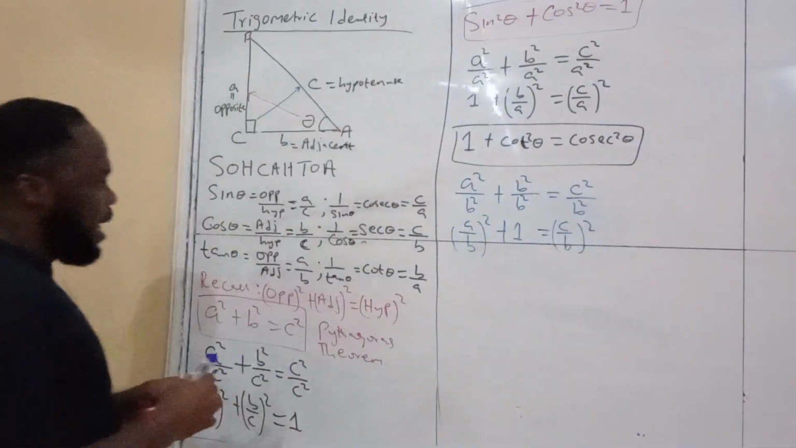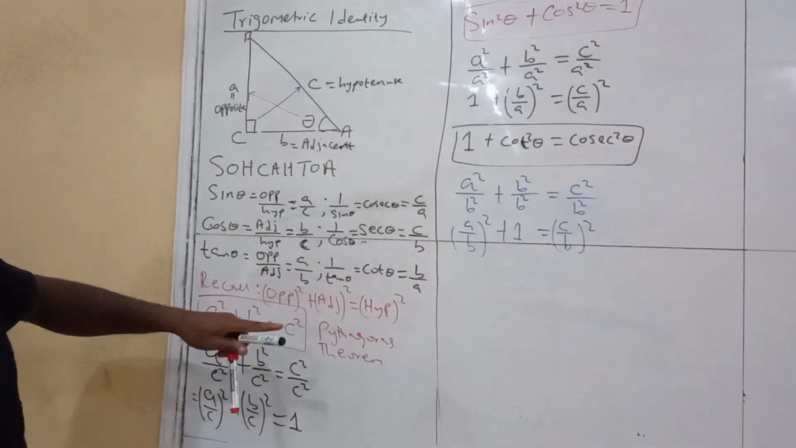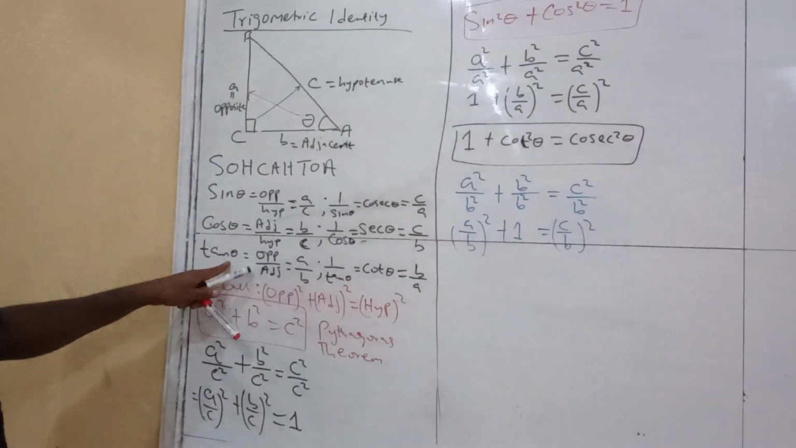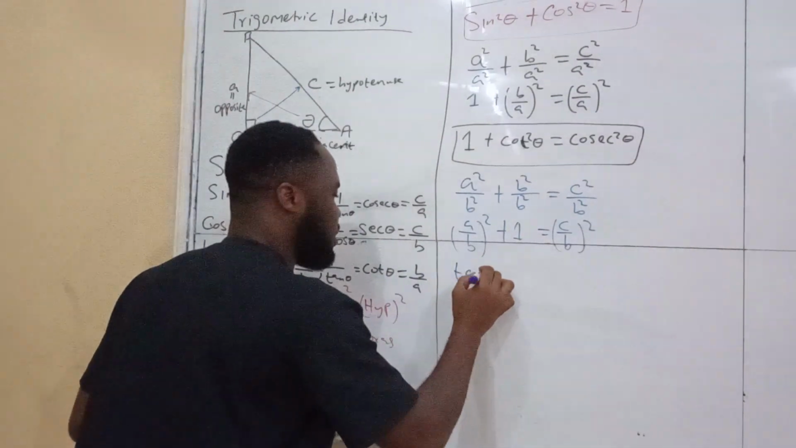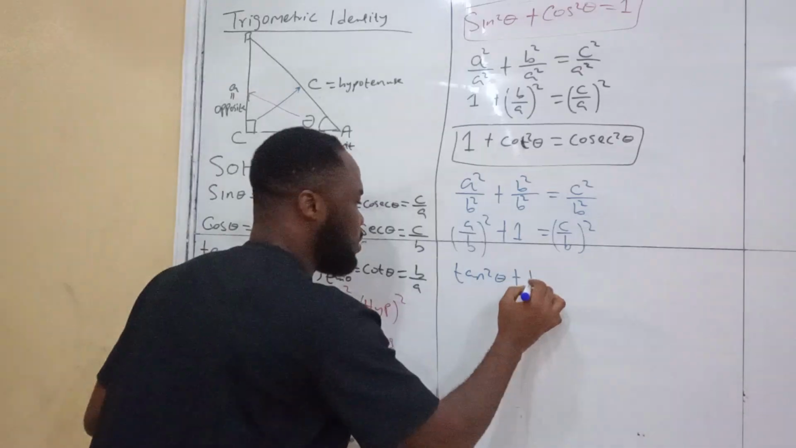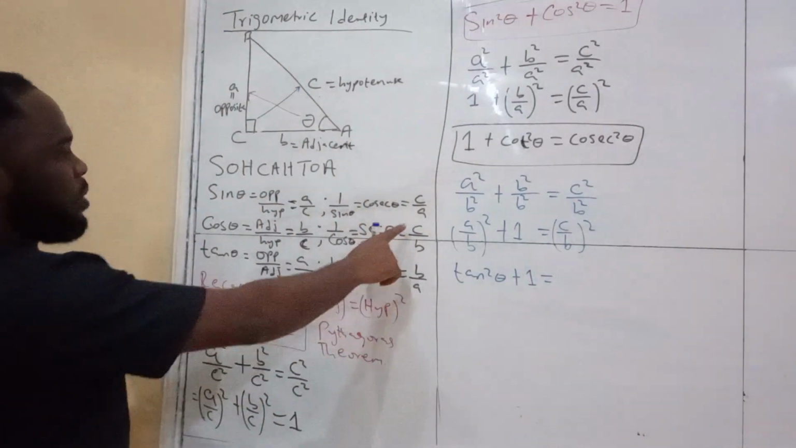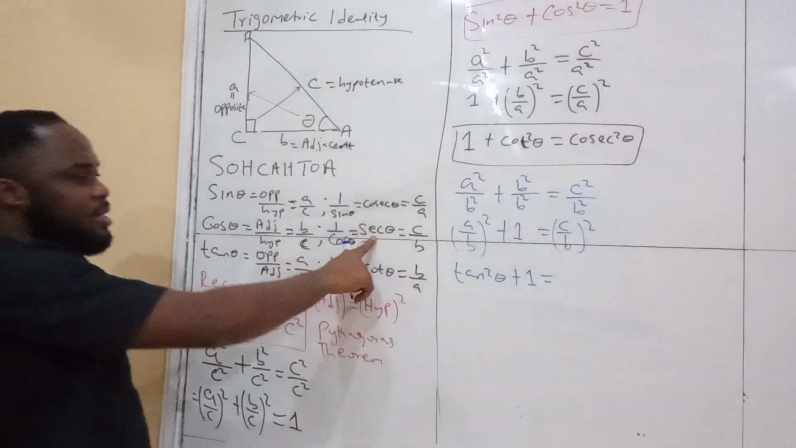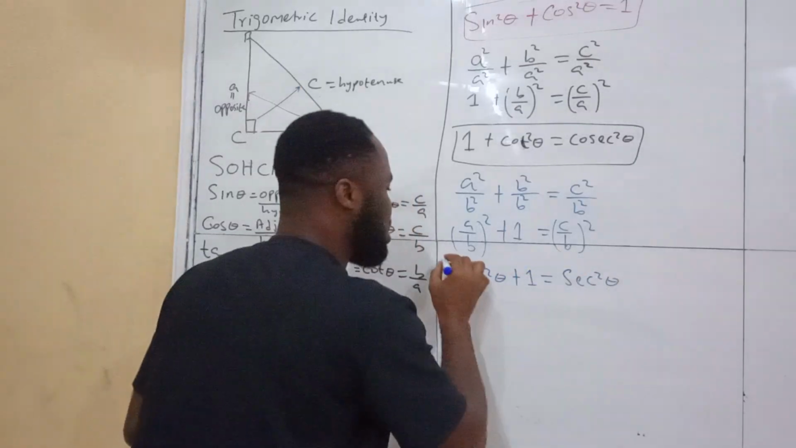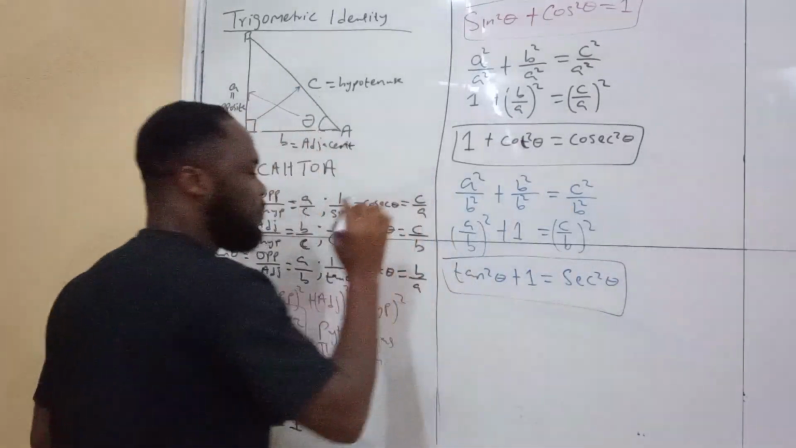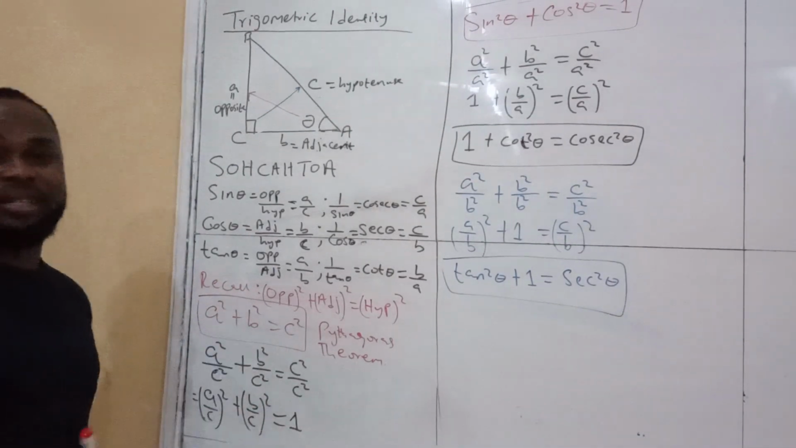Now looking at what we have again, what is A over B? A over B is our tan theta. So we're going to replace it by tan square theta plus 1 is equal to, what is C all over B? Our C all over B is secant theta. So we're going to replace this by sec square theta. So we have another beautiful identity. Okay? So it's very simple to derive this. Thank you.